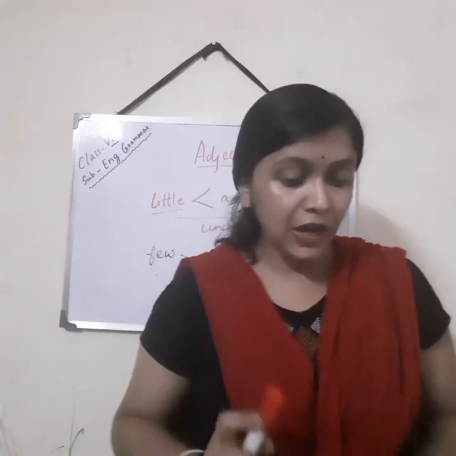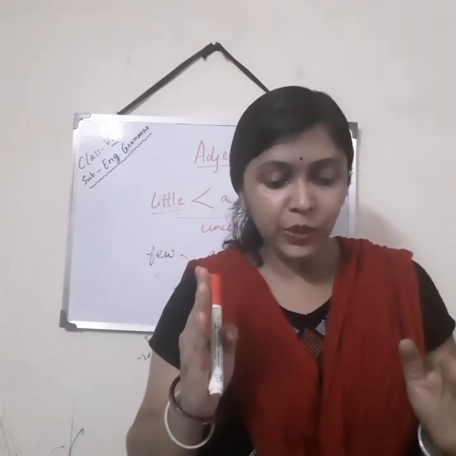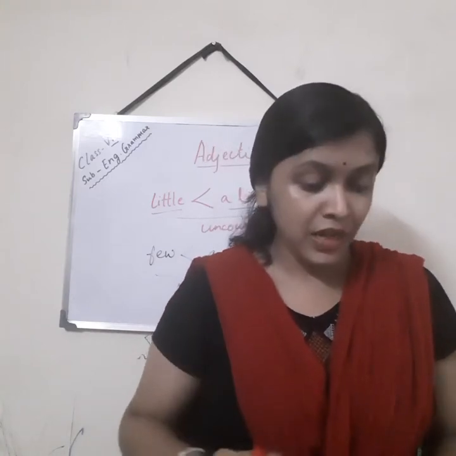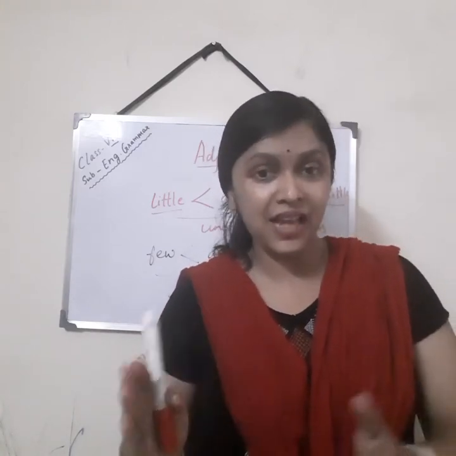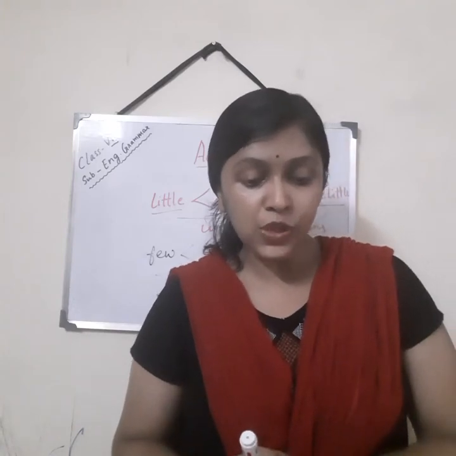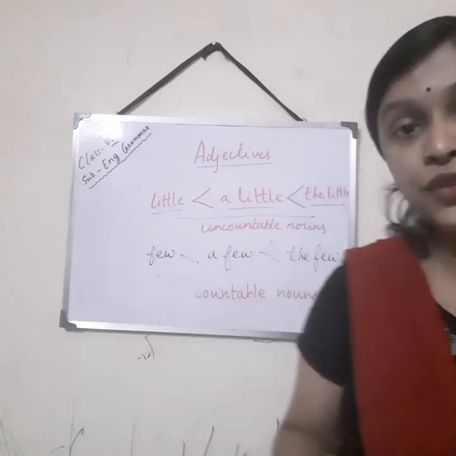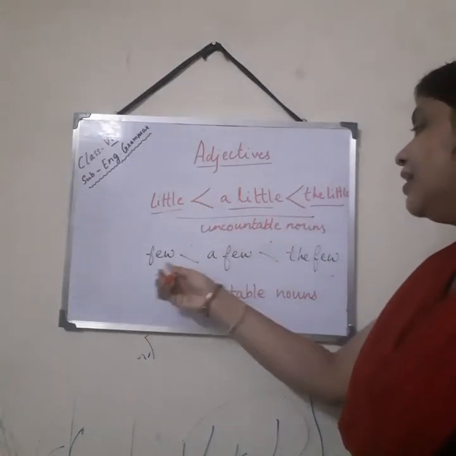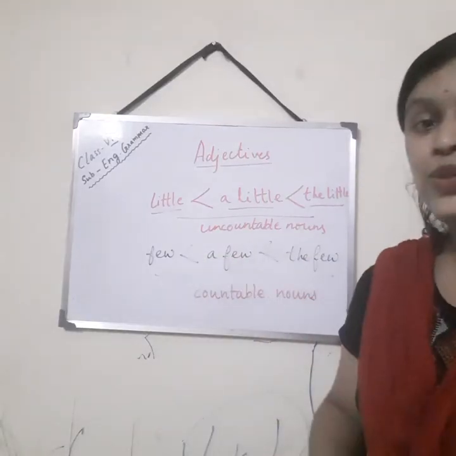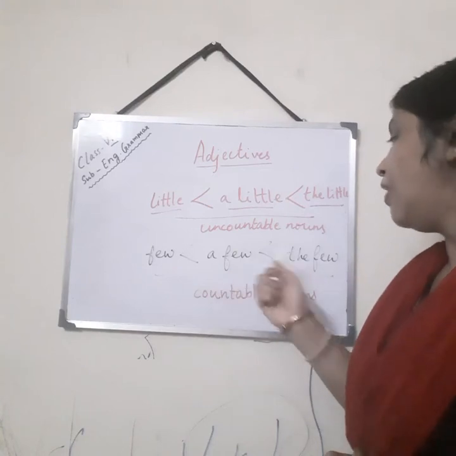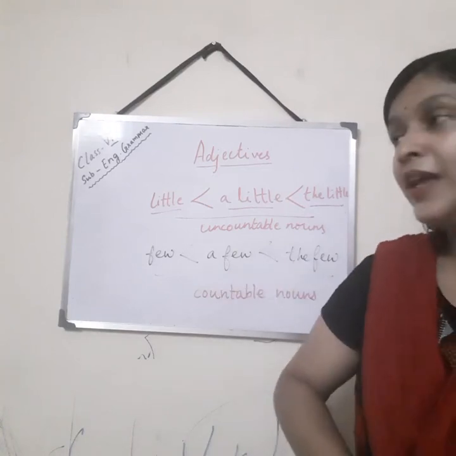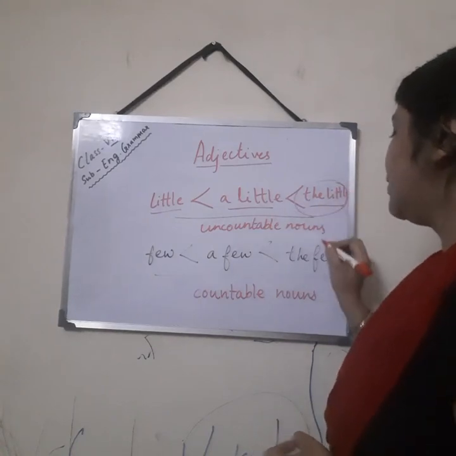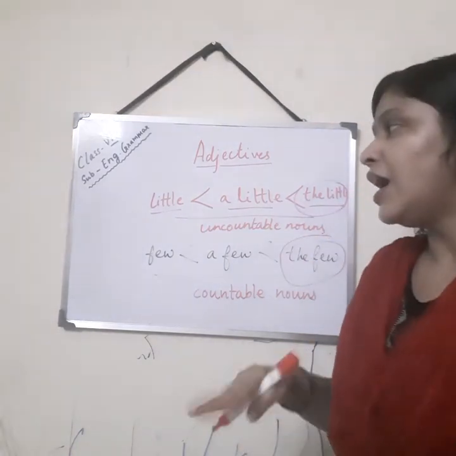A few indicates not many, almost none. A few indicates at least some. The few shows all of them but very few. So as I said, the comparison between these three usages: few is less than a few is less than the few. But you will have to understand whether you are talking about something specific. Then we will use the little and the few.